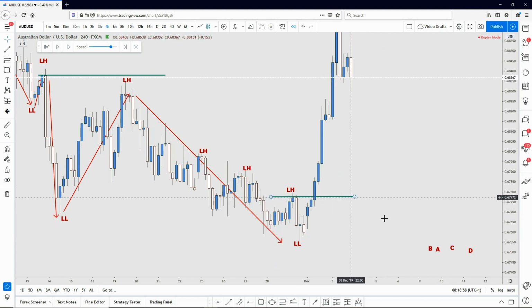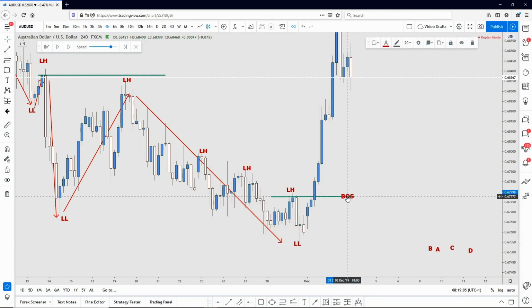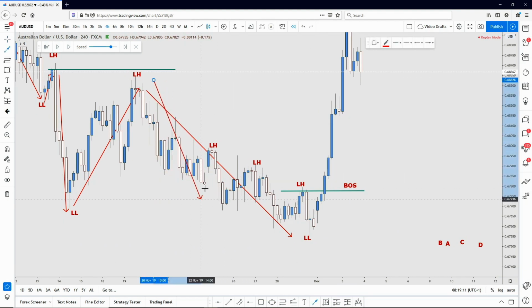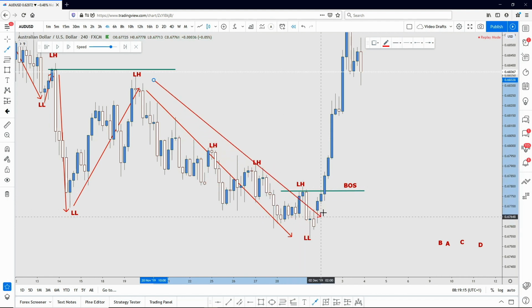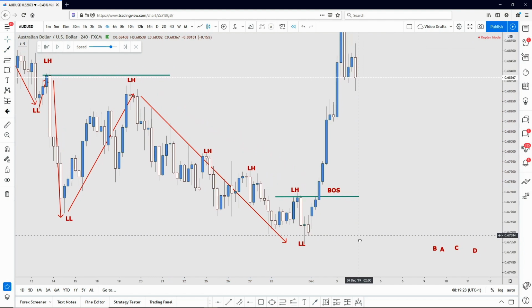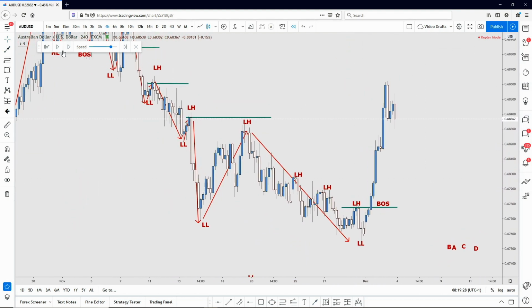As soon as structure broke right there, we can label it break of structure. How do we know it's a break of structure? Because price was traveling downwards. It was making a lower low, lower high, lower low, lower high, lower low, lower high, lower low. And then it retraced and broke this lower high. We labeled it as break of structure. And then price took off.